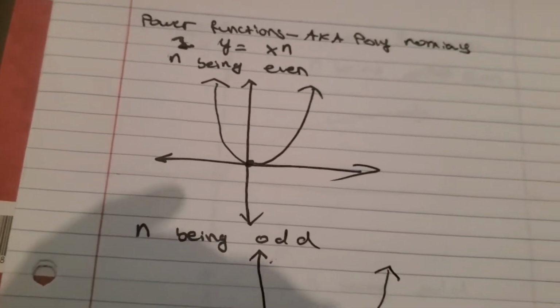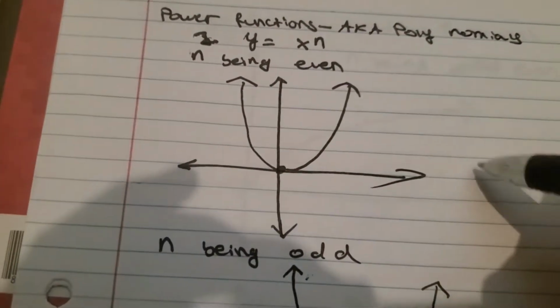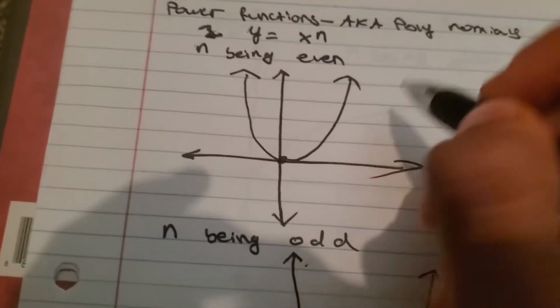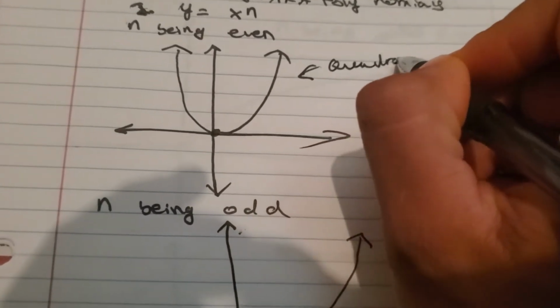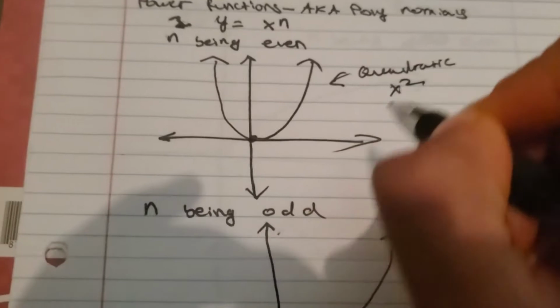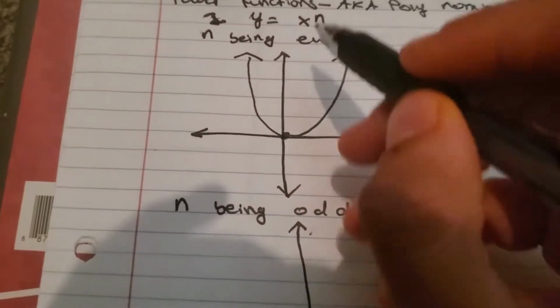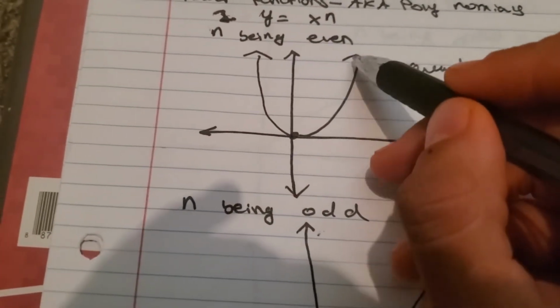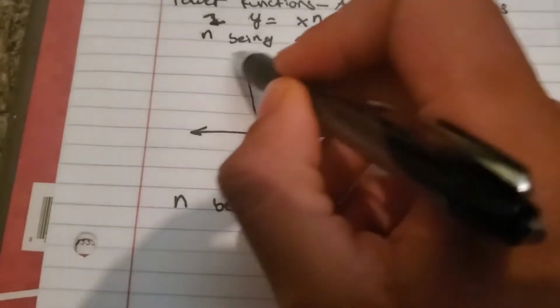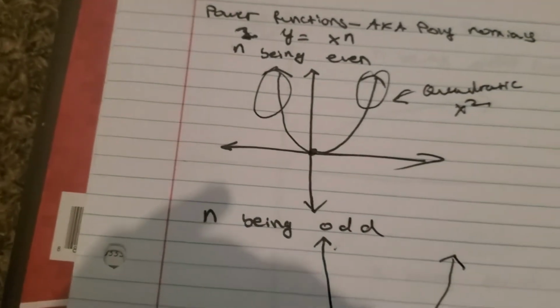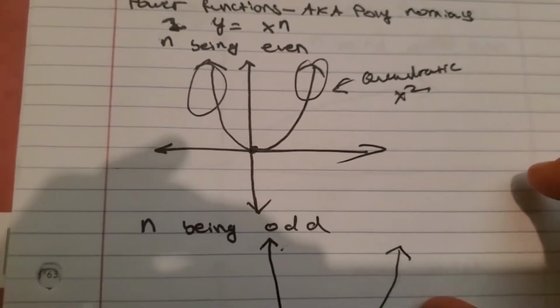If n's even, we get a similar shape to a parabola. This is the x squared graph, also known as a quadratic. It's the most basic form of it. Pretty much what it means is the function has two tails up. The tails of the function, these pieces of the function, are pointing straight up. Sorry, guys. It's also symmetrical with the y-axis.